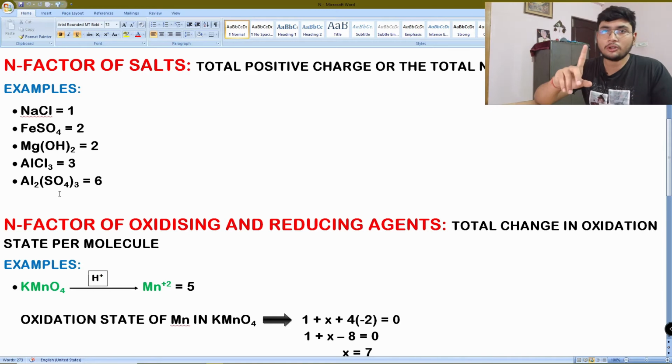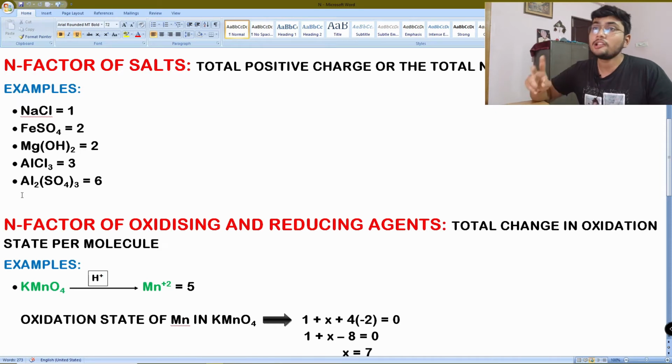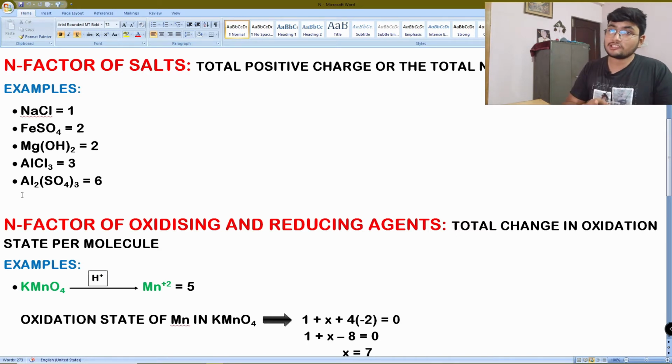But not a single aluminum atom can have +6 charge. So you see there are 2 aluminum atoms, right? So there will be a total of +6 charge on it. Each aluminum atom will have a +3 charge on it, and there are 2 aluminum atoms, so a total of +6 charge will be developed. So in overall aluminum sulfate, the total positive charge is +6 and the total negative charge is -6. So the n factor will be 6.